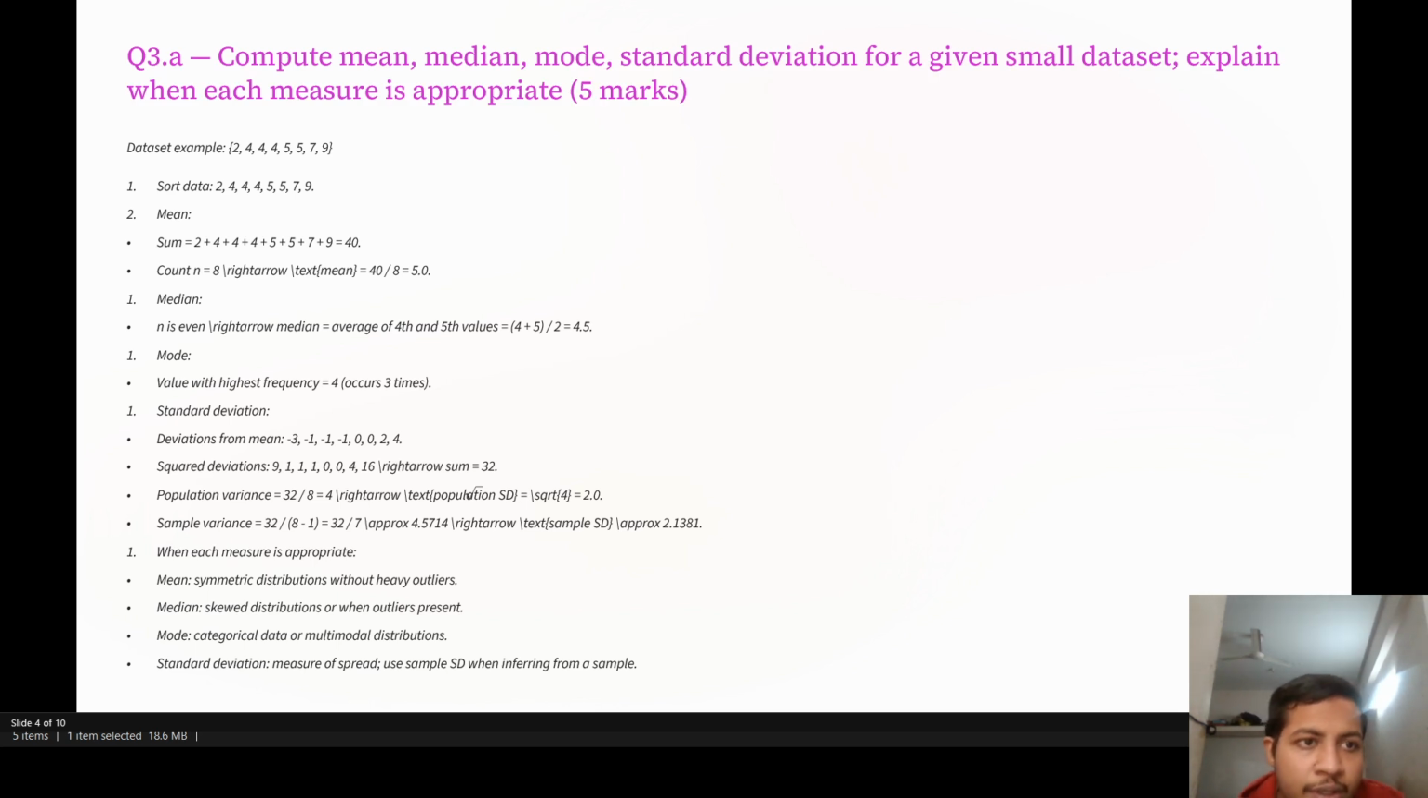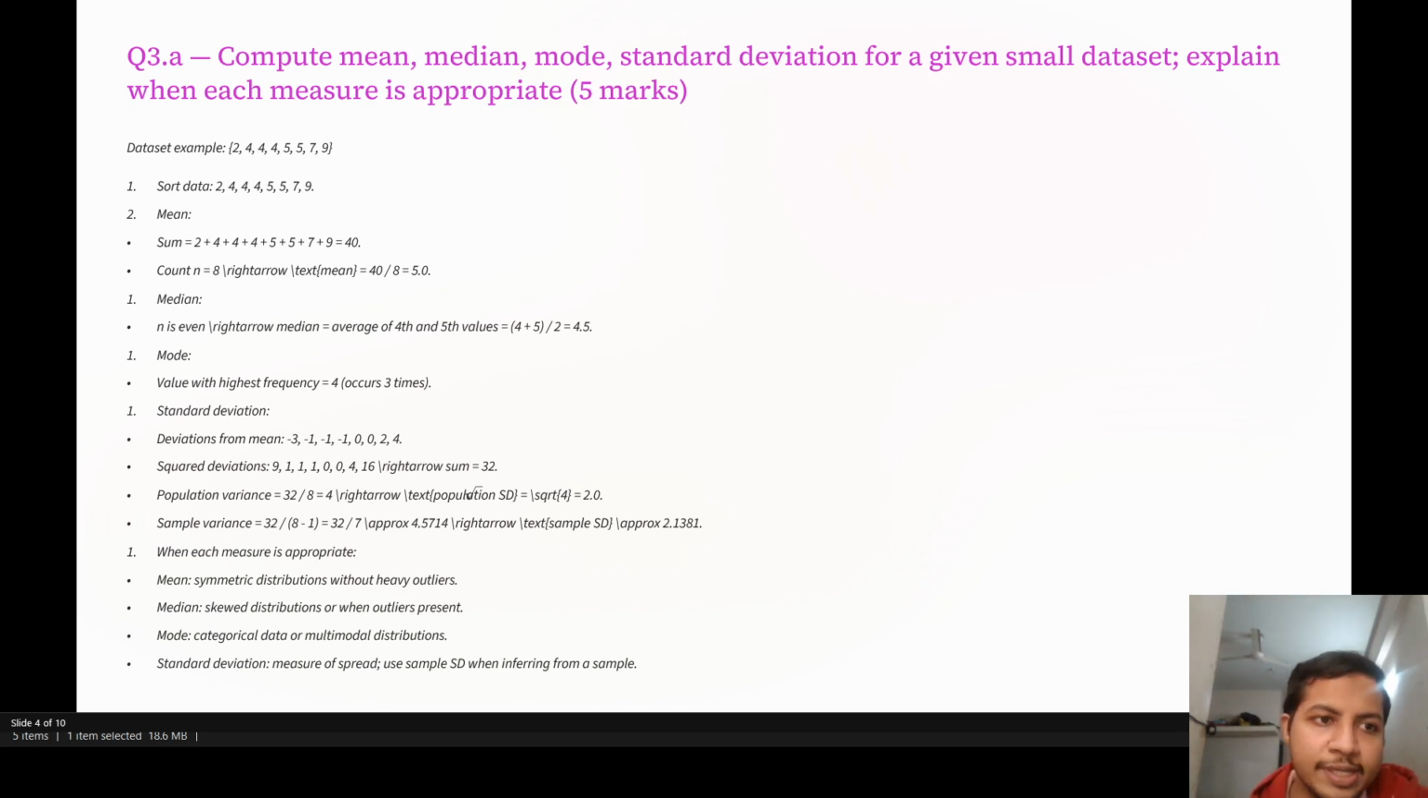Now moving to the third question, part A: we have to compute mean, median, mode, and standard deviation for a given small data set, and explain when each measure is appropriate. So we have to give the formula for mean, median, mode, and when we use each method. Now start with the mean.